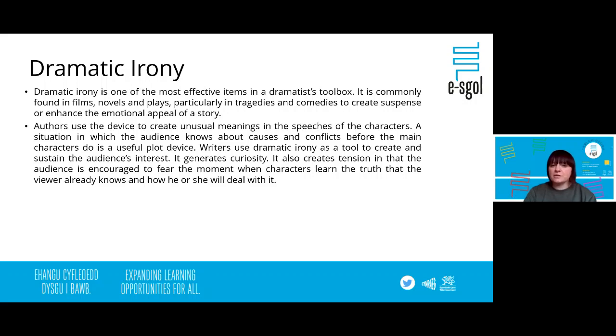It's such a useful plot device, and writers use dramatic irony to create and sustain the audience's interest. So when I'm telling you, you need to consider it as a drama, I need to think about dramatic techniques. Dramatic irony is most definitely there. If you talk about it as a plot device, which allows for that connection with the audience and the audience interaction, you're showing the examiner then that you're considering the text as a play, aren't you?